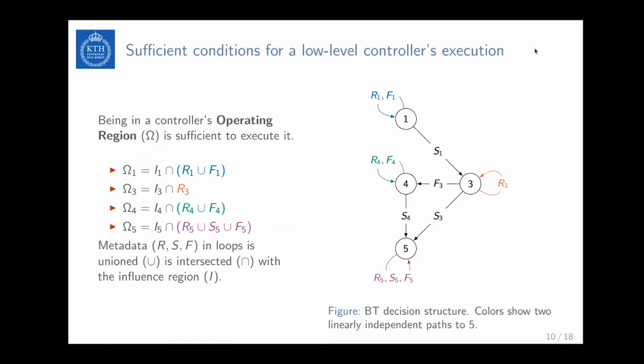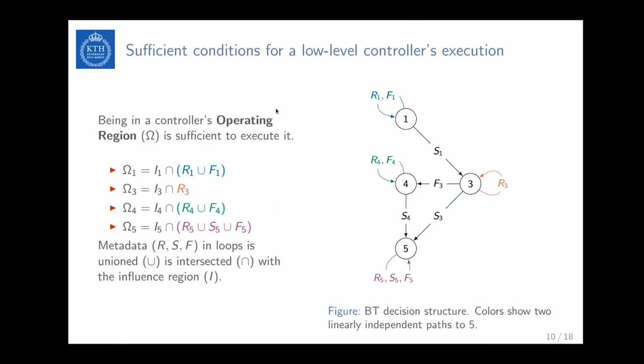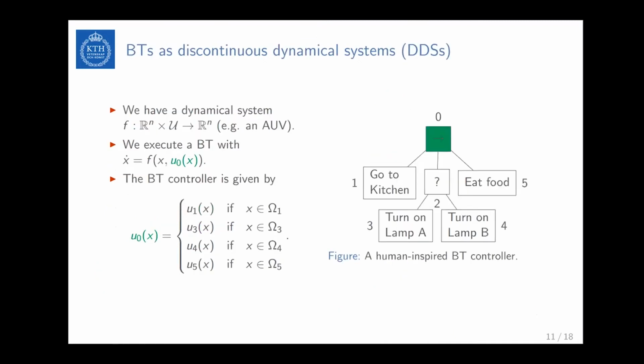With those influence regions, as they're called, we're able to determine what we call operating regions, which are the regions of the state space that are sufficient to know that we're executing a low-level controller. As you see with the colors here, this corresponds to being both in the influence region and in the regions given by the loops there in the colors. And with that, we're able to formulate a hybrid controller.